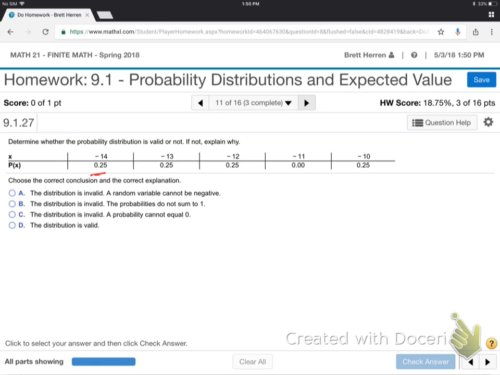I think they do, though, right? Yeah. 0.25, 0.25, 0.25, 0.25. That's 4 quarters, $1. That's good. I think this one's fine, isn't it? I think it's good. No. A probability cannot equal 0. Yeah, it can. They do sum to 1. Yeah, that's all good.